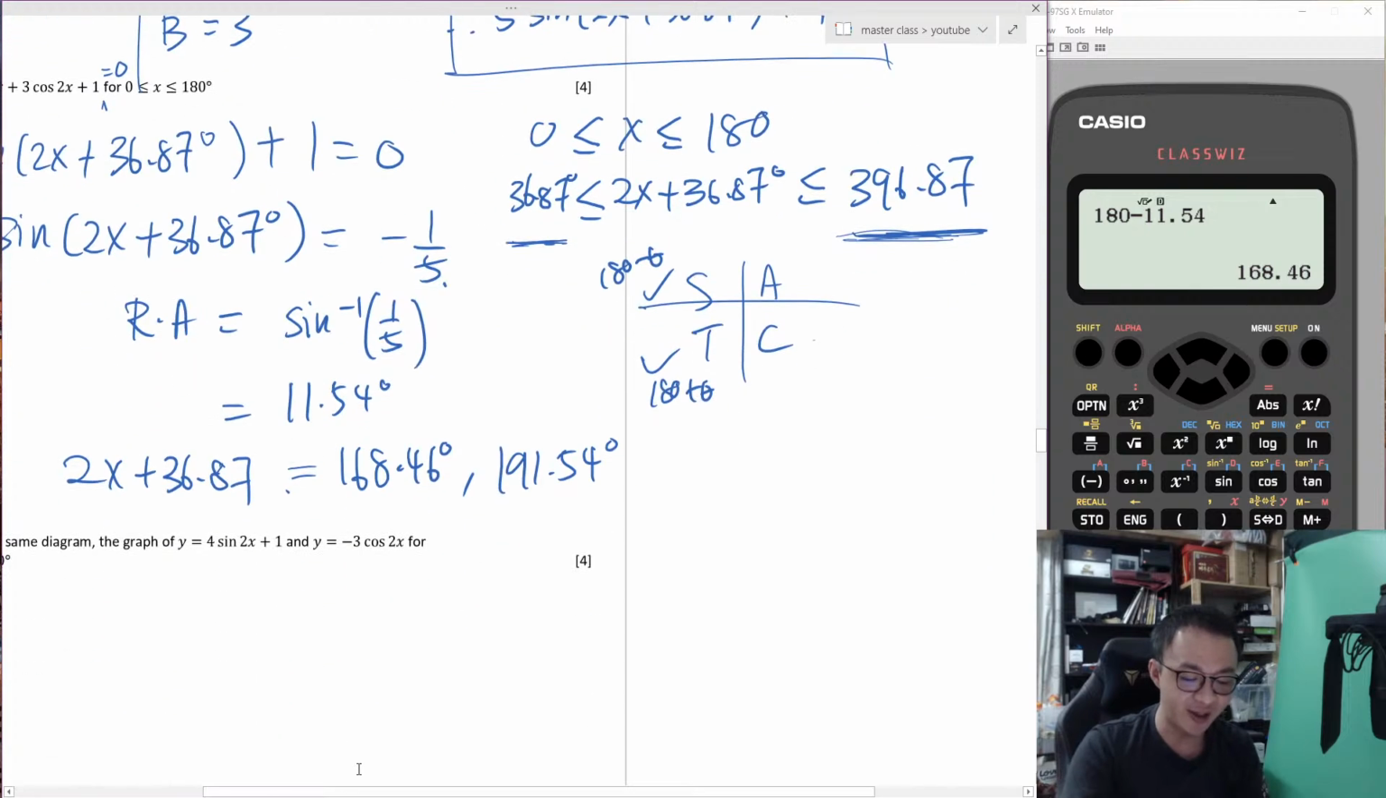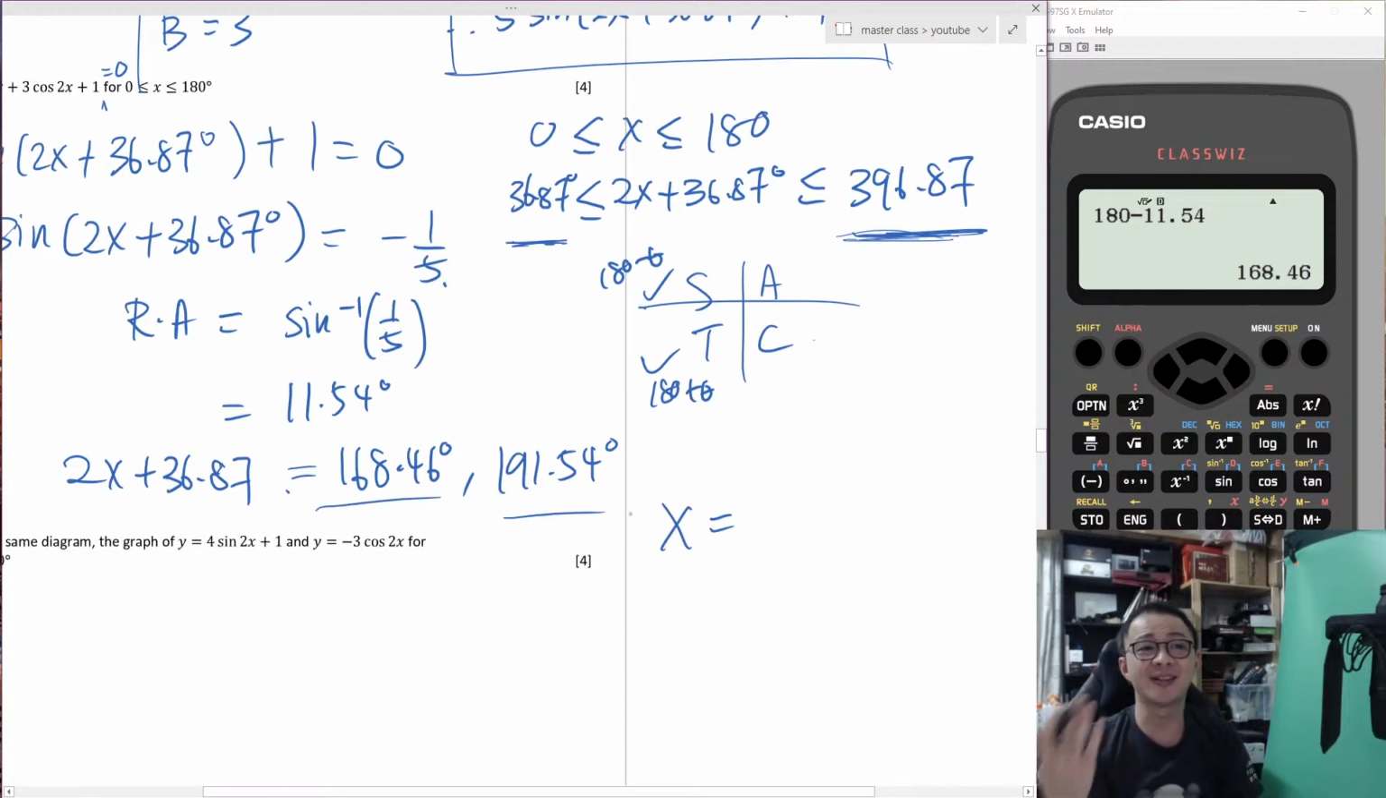Alright, then I want to find the x. So basically, both values here are going to minus 36.87, then divide by 2.